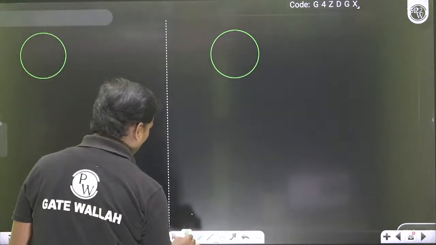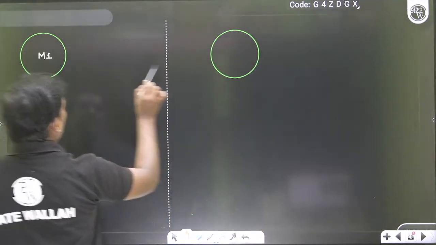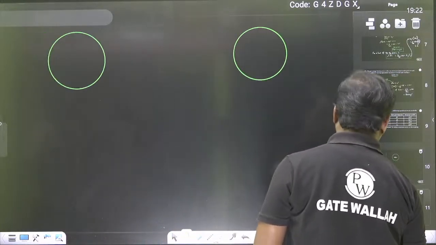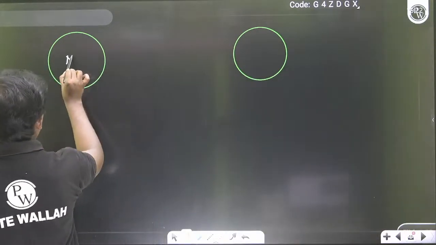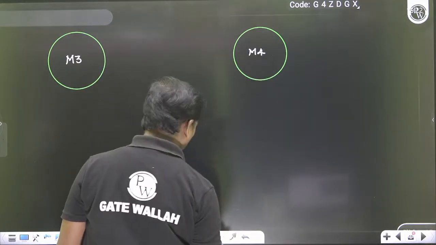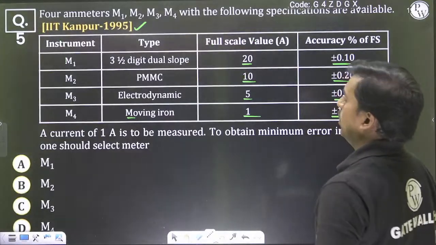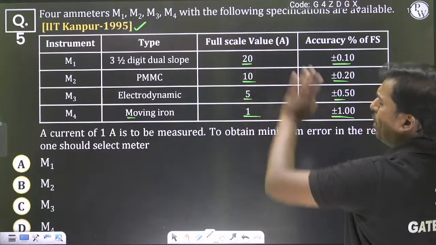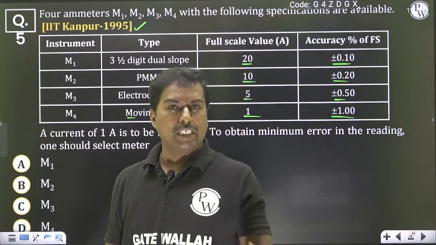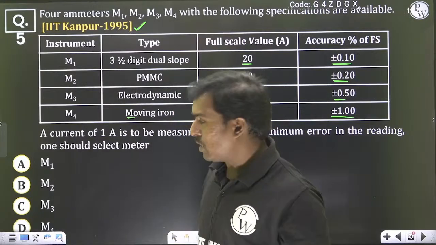Let us take this as meter 1, this as meter 2, this as meter 3, and this as meter 4. Forget about the name of the instrument. The instrument name doesn't matter when it comes to the error calculation. It is related to my maximum value and limiting value.